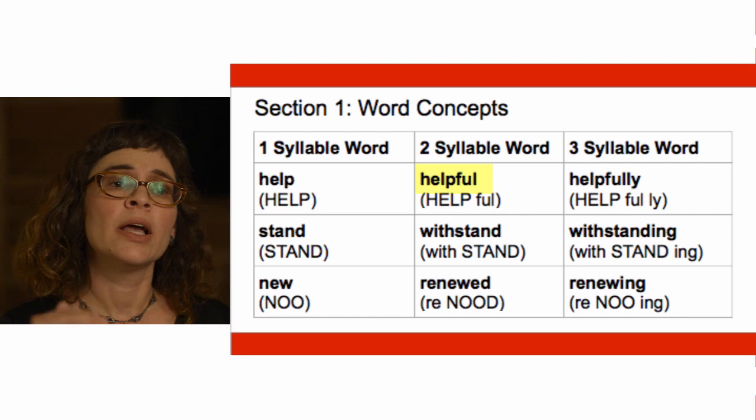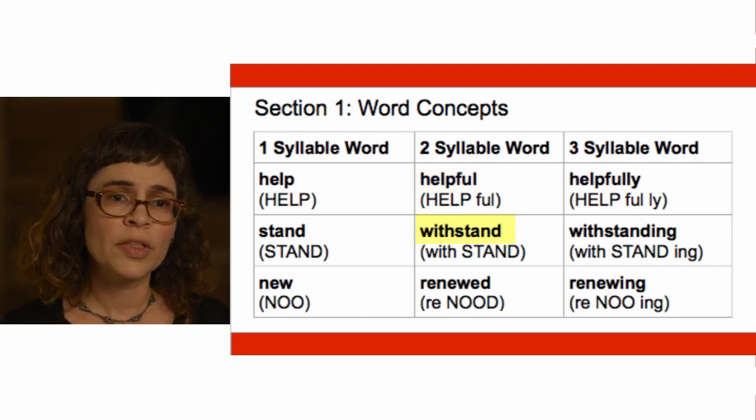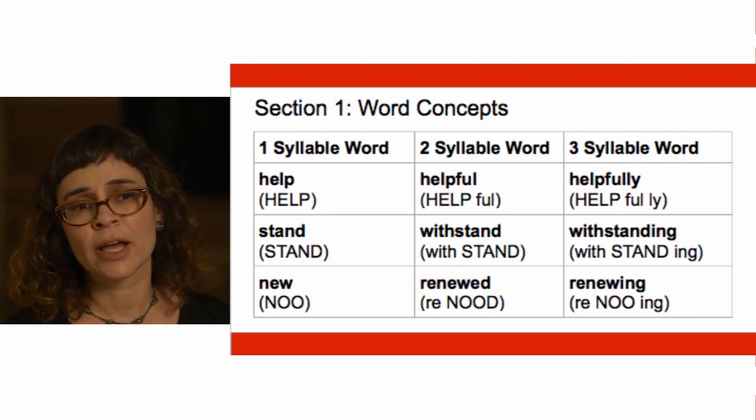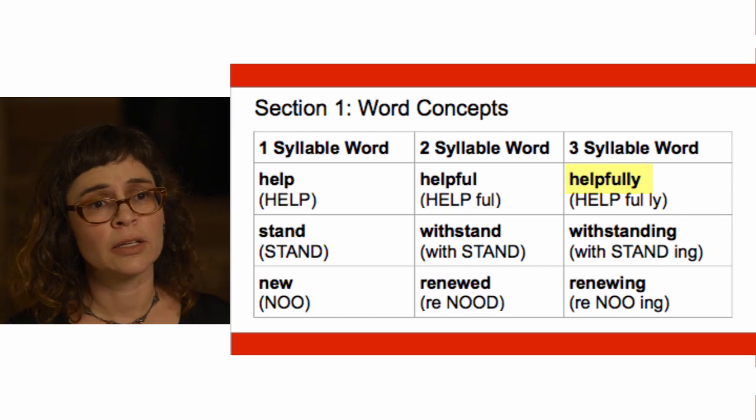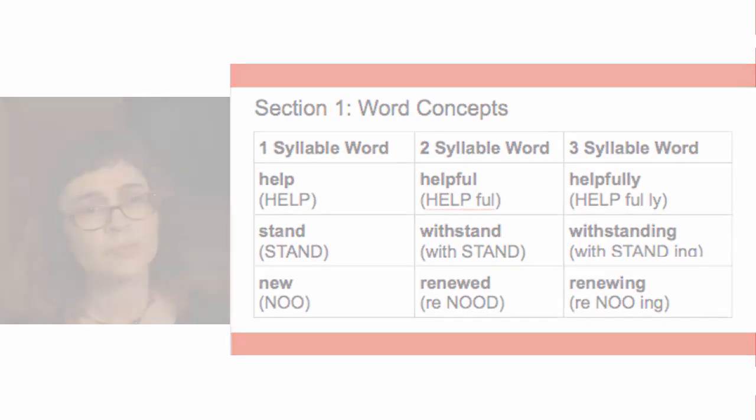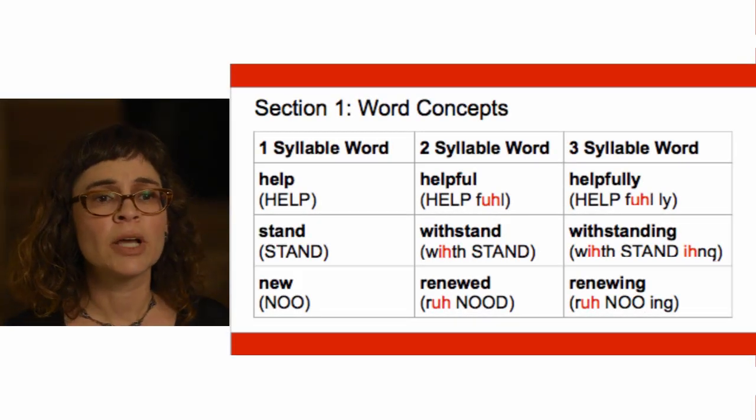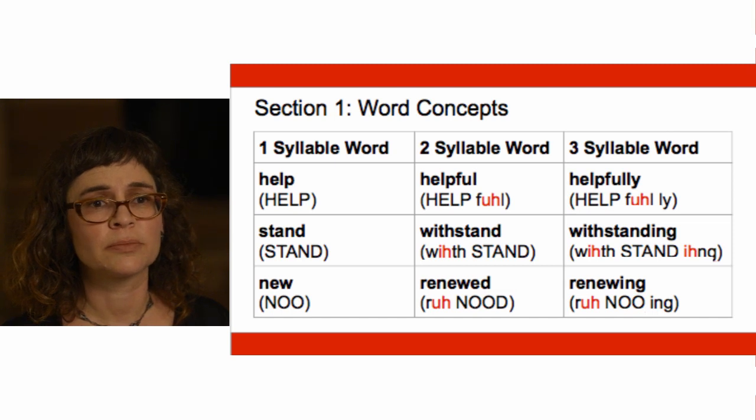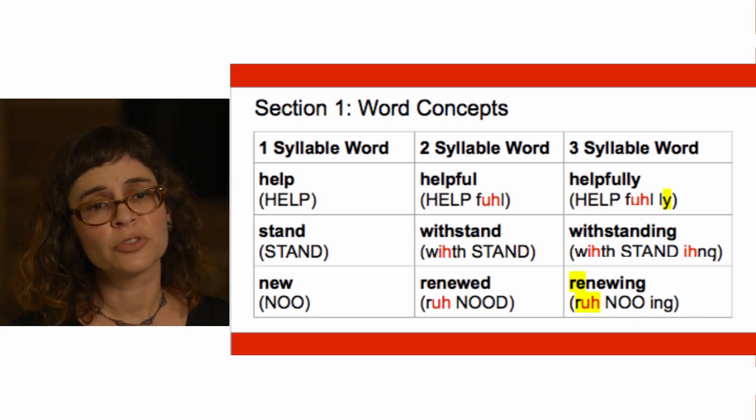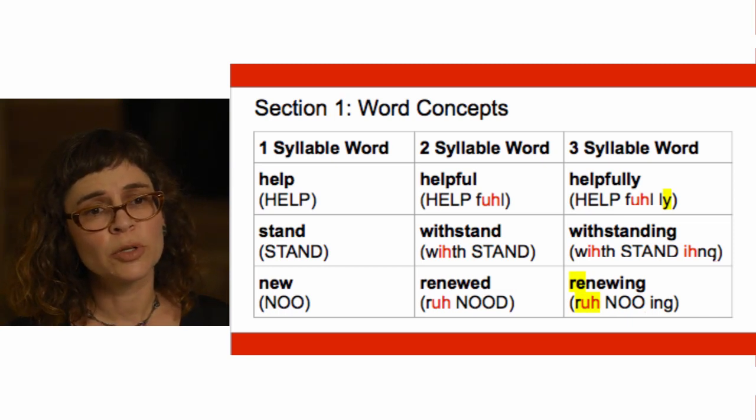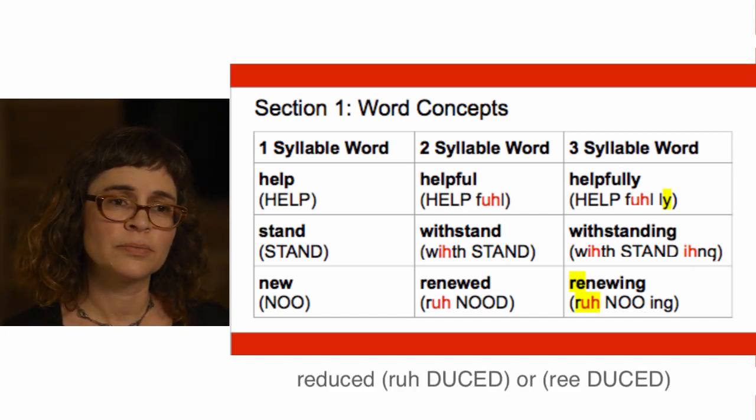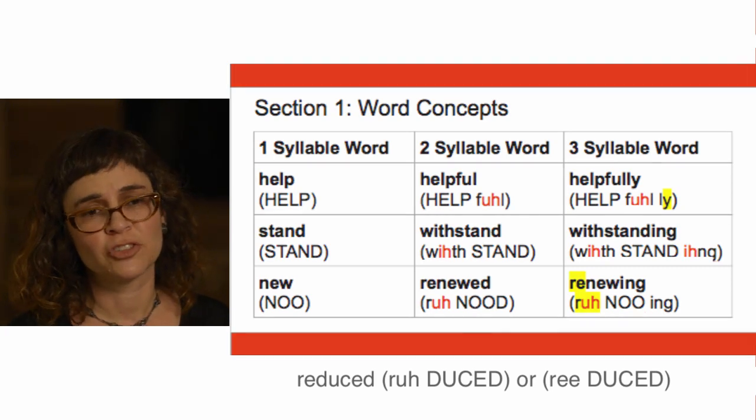Let's add a syllable. Helpful, withstand, renewed. Let's add a third syllable. Helpfully, withstanding, renewing. How about unstressed, neutral sounding syllables? You'll notice that not every unstressed syllable is reduced, and some words have two possible pronunciations. For example, reduced, reduced. In either case, the stress does not change.